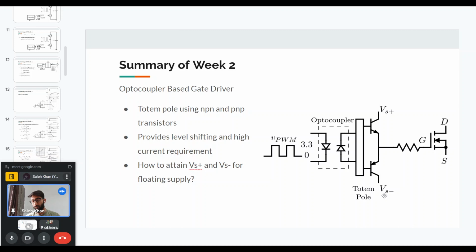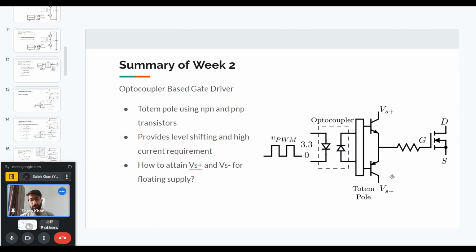And then once we have a PWM and the optocoupler provides this output, during the high portion, the top transistor turns on, so we get Vs positive at the gate with respect to the source, and when it is off, then the bottom transistor will turn on, so we will get Vs minus at the gate with respect to the source. So it will provide us with the level shifting, and then these Vs plus and Vs minus supplies should be able to handle the high current, so that we can satisfy the high current requirement as well.